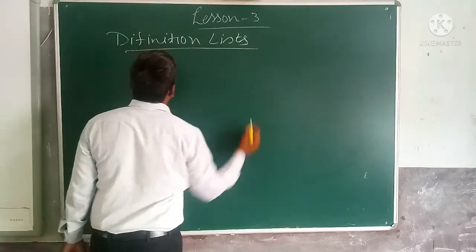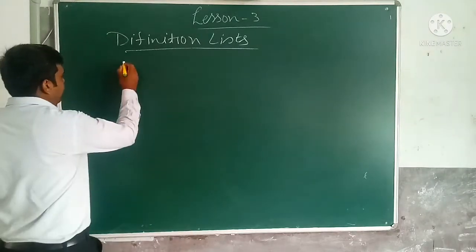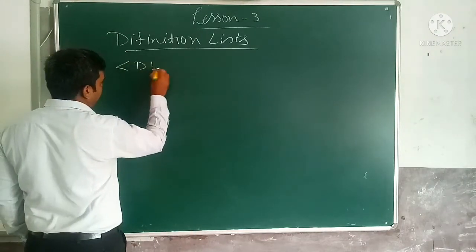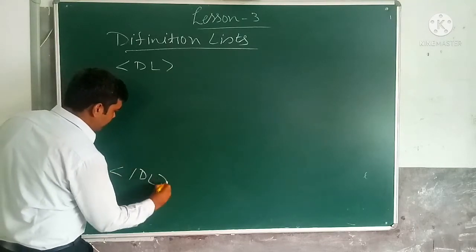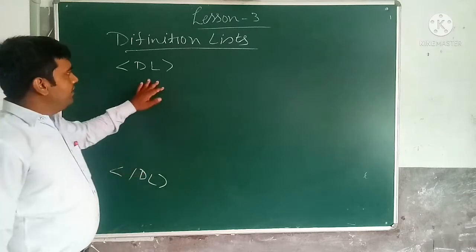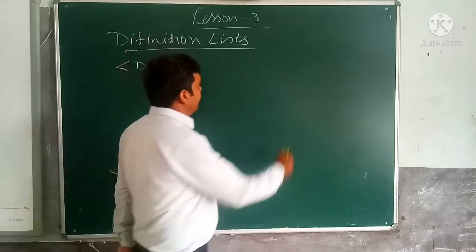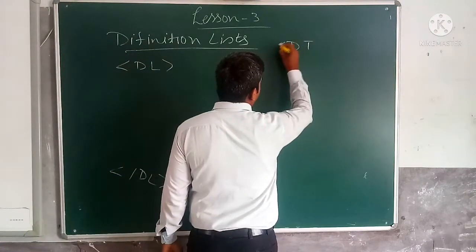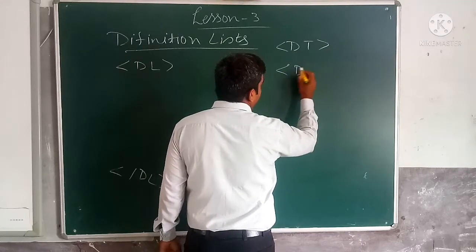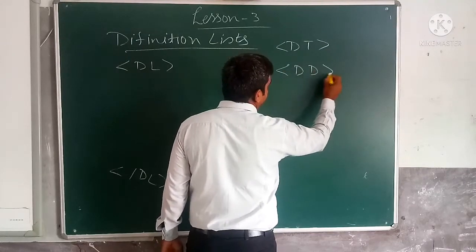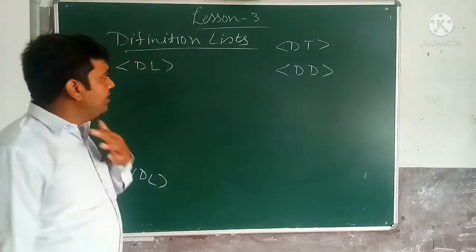So a definition list is created on the web page with the help of the DL tag. DL is also a container tag: DL open and DL close. Inside the DL, we use two terms for creating the definition. One is the DT, which is called the definition term, and another is the DD, the definition description. Okay, DT and DD.